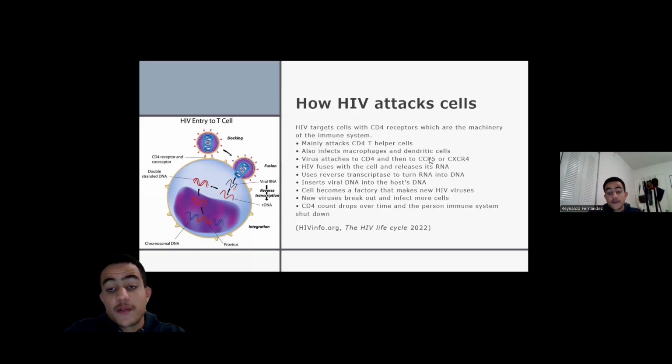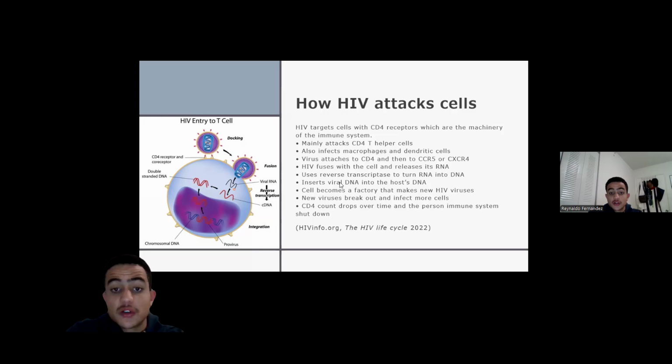So basically, a fun fact, some people have a genetic mutation in the CCR5 gene that causes the receptors of their cells to not be specific to HIV. So these people cannot get infected with HIV because they have a mutation that doesn't let HIV dock into the receptors of their CD4 cells.